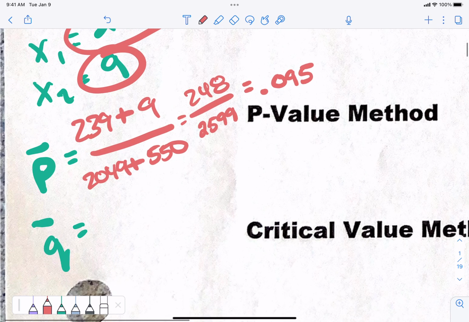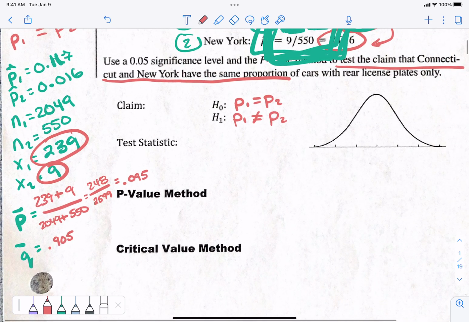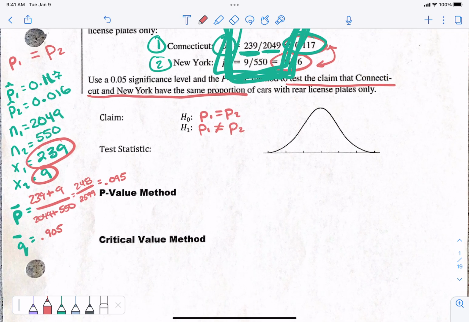Okay, what will Q bar be then? I'll slow down. Okay, P bar is like 9.5%. 1 minus that, yes. 0.905. There we go. So we have a lot of our calculations already done. We're just going through. There's a lot of things that you need. Lots of calculations.